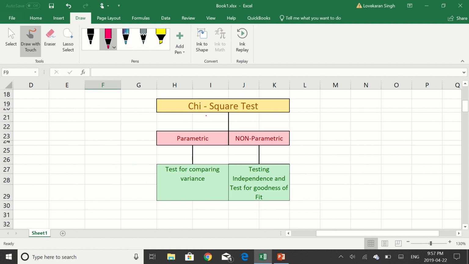Chi-square is of two types: one is parametric and the other is non-parametric. In parametric, we use it to test for comparing variance, and in non-parametric we use it for testing independence and testing goodness of fit. In most books we use only non-parametric. We don't use parametric often.